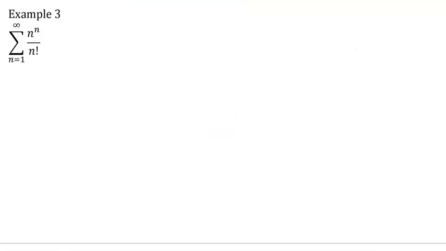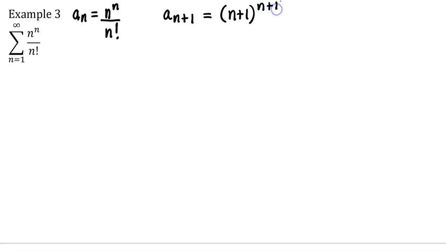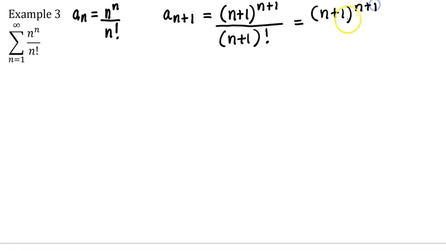We will begin example 3 with the ratio test, and we start off by identifying the sequence a sub n as n raised to the nth power divided by n factorial. I'll also go ahead and point out that a sub n plus 1 will be n plus 1 raised to the n plus 1 power divided by n plus 1 factorial. I will mention that to help us when we actually take the ratio, the n plus 1 factorial in the denominator, I will write as n plus 1 multiplied by n factorial.